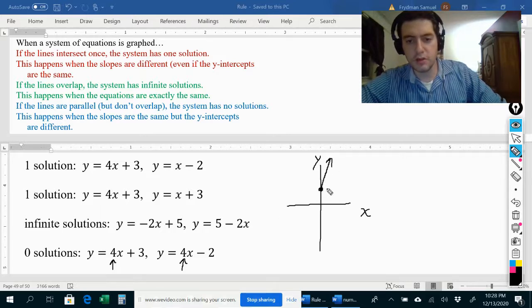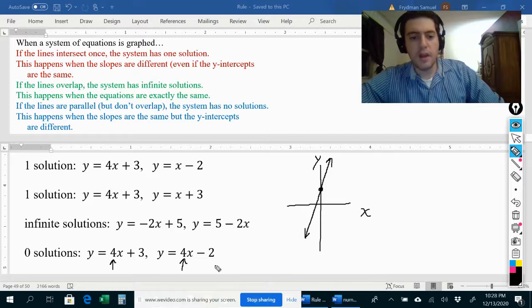So let's do a quick sketch of that. This one over here has a y-intercept of (0, negative 2), and the slope is also 4.